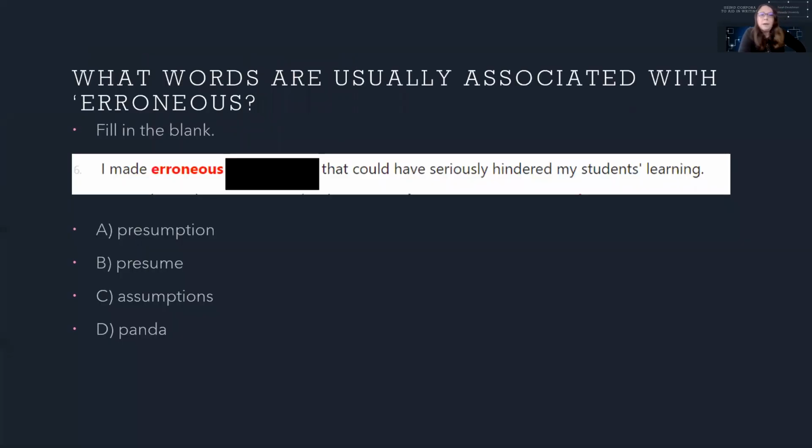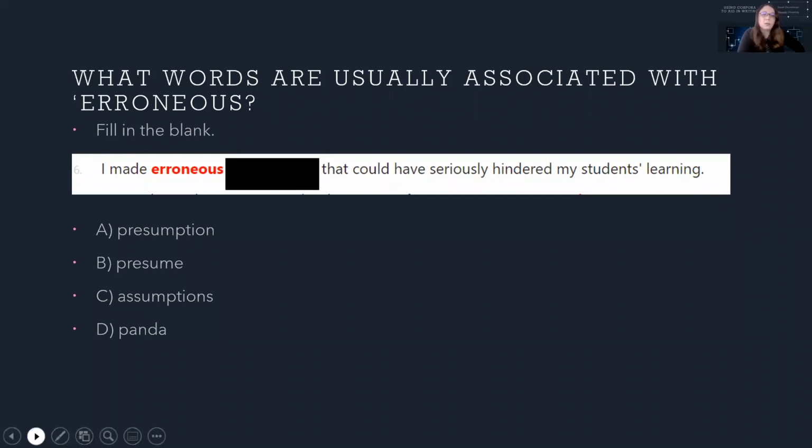Okay. How about this one? What words are usually associated with erroneous? So is it A, B, C, or D? So I see a C. What word would correctly fill in the blank? Another C. Okay, it seems you have agreed upon C.